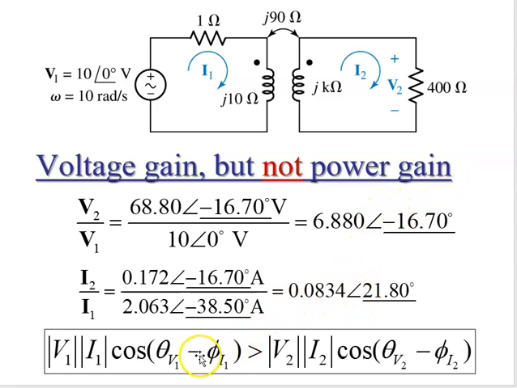If we went to calculate the power, that would be the magnitude of V1, magnitude of I1, cosine the difference of the angles. That's still going to be greater. This V1, I1, the power being produced by this voltage source is greater than that being absorbed by this 400 ohm resistor. We also have this phase shift.